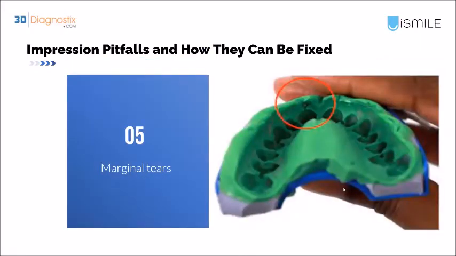Number 5, we have margin tears. Margin tears can be caused by saliva contamination or cement contamination in a specific part of the margin of a tooth. So that will cause a tear in the impression.